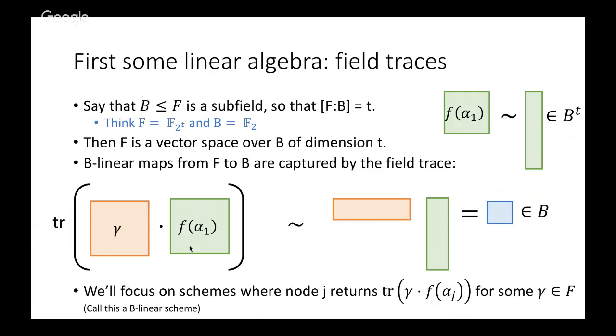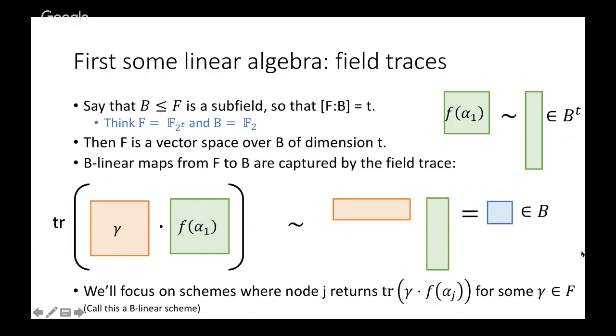So basically, trace is an inner product. Yeah, that's basically what you should think about it as. It captures, so basically any B-linear map from F to B looks like this somehow. Just the same way that over a vector space, any linear map from the big vector space down to the base field looks like this somehow.